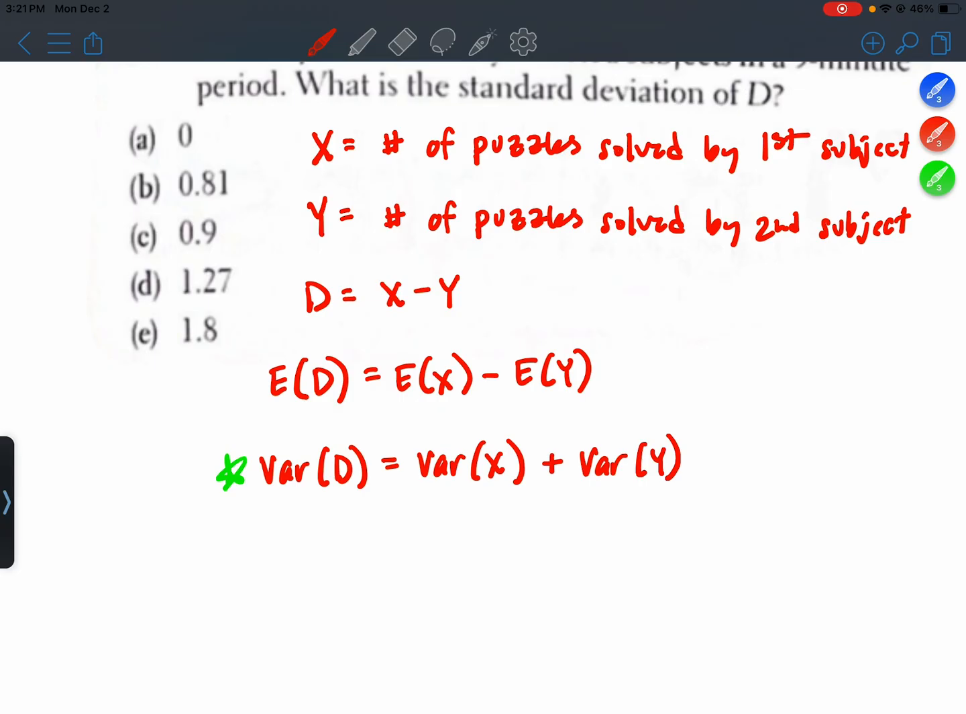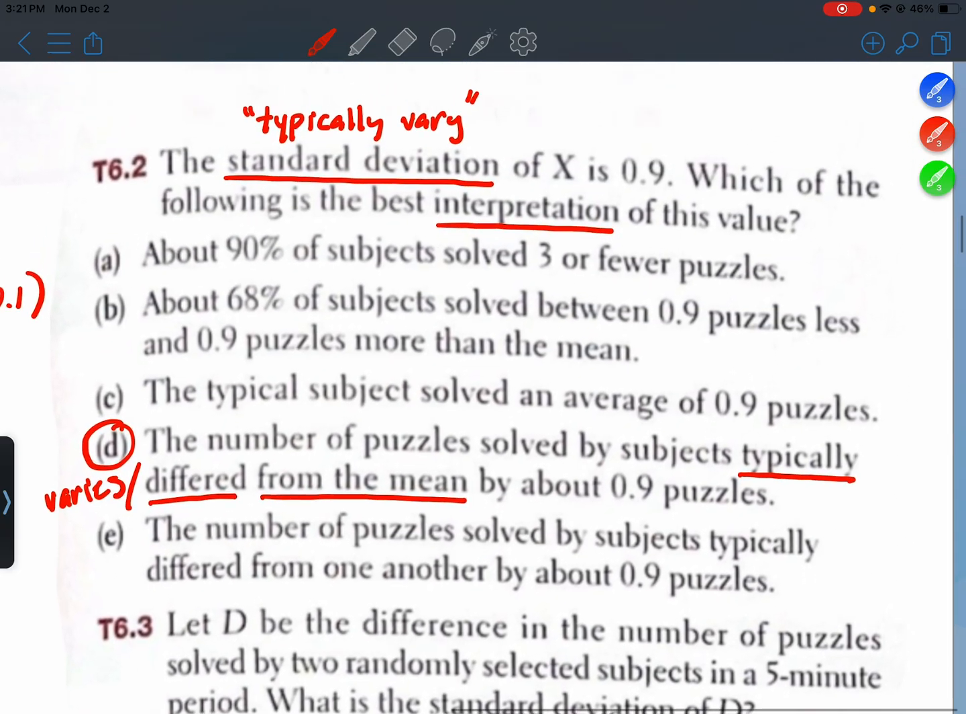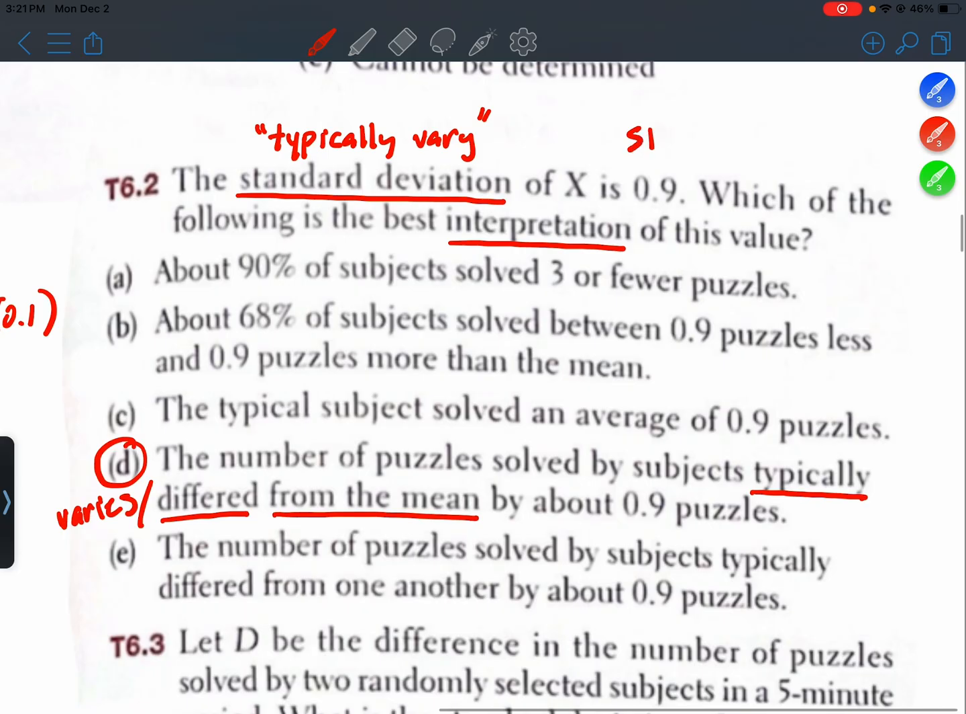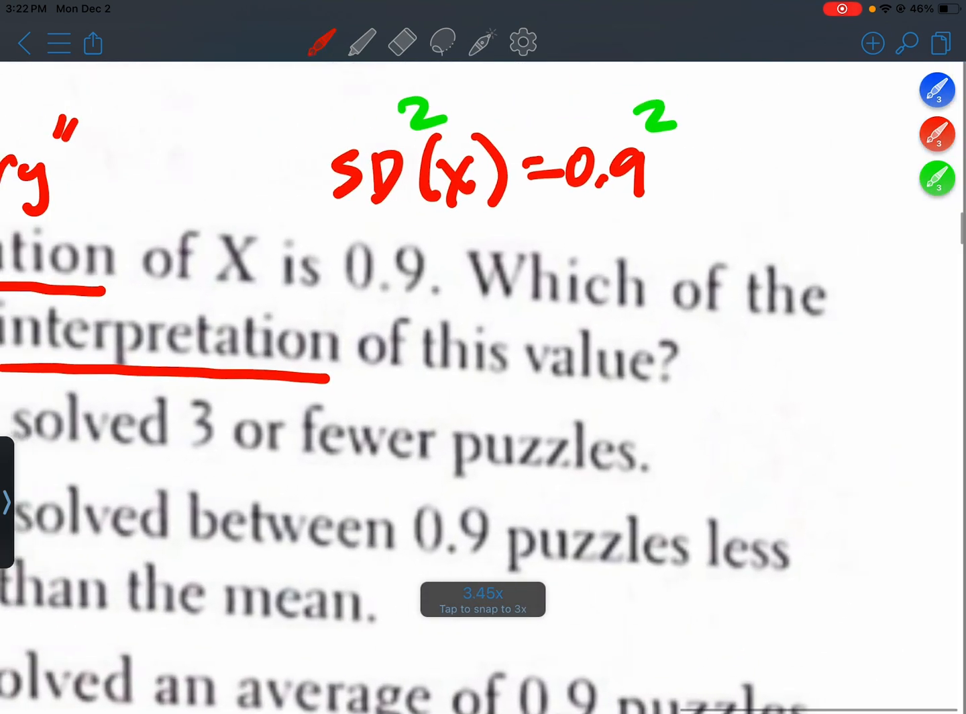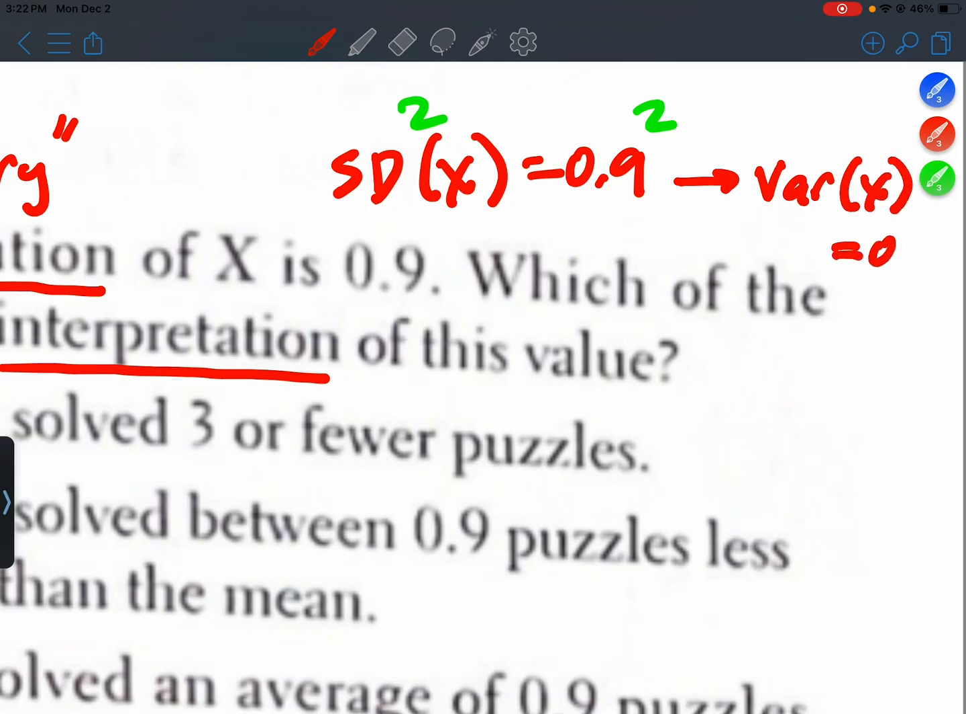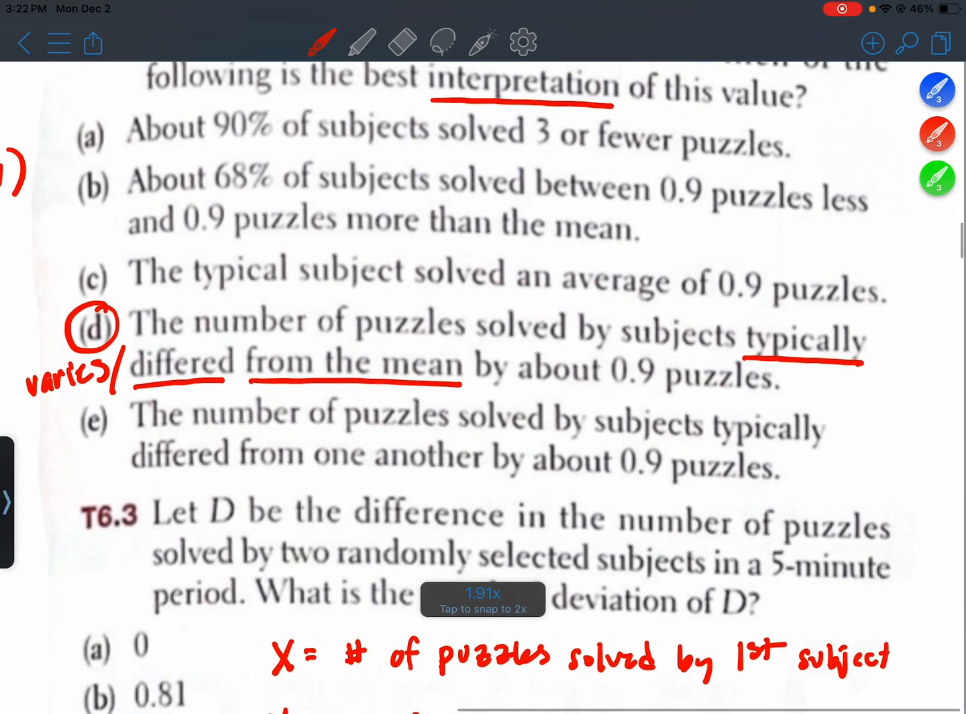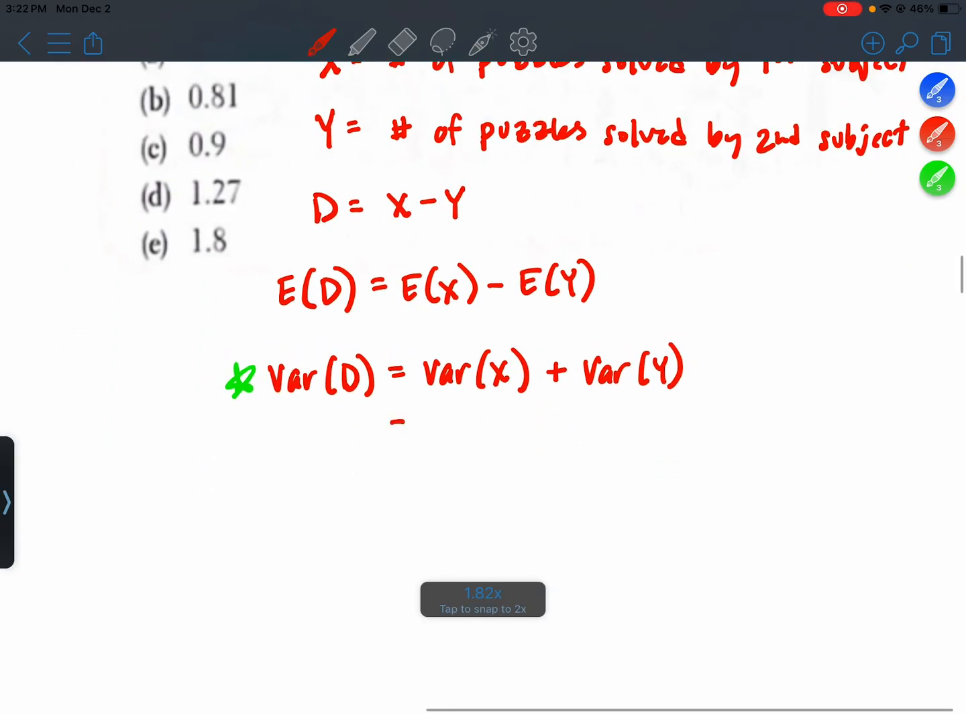Now we know from the second question that the standard deviation of X is 0.9. If we square that, that'll give us the variance of X. So 0.9 squared is 0.81. Squaring the standard deviation tells us that the variance of X is 0.81. So we can go ahead and substitute that value, 0.81.